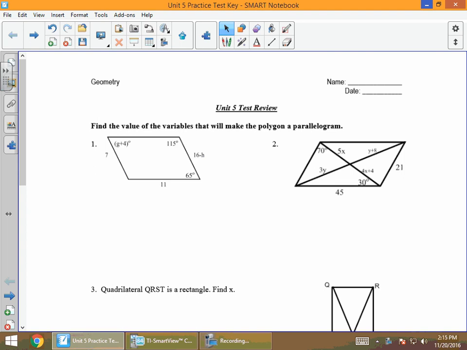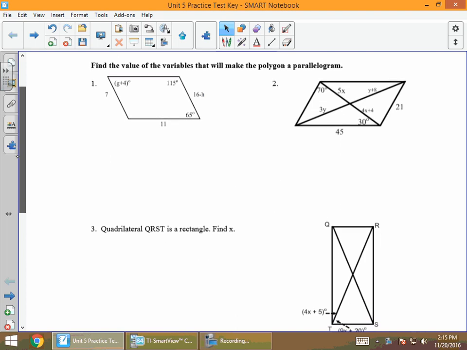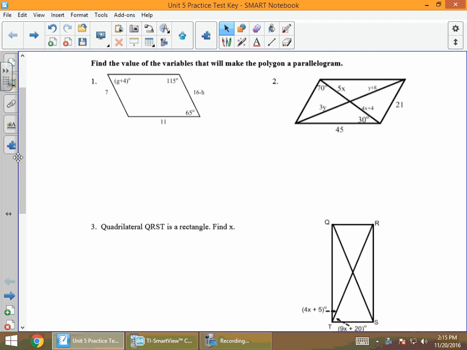So let's jump into question number 1 from the review. It says find the value of the variable that will make the polygon a parallelogram. Don't forget those 7 traits of parallelograms. This is where they come into play.